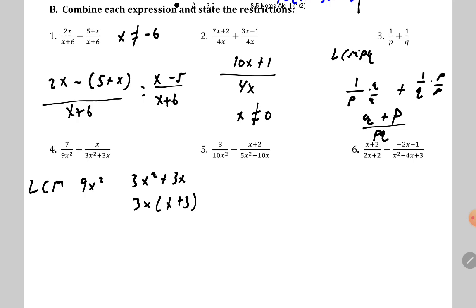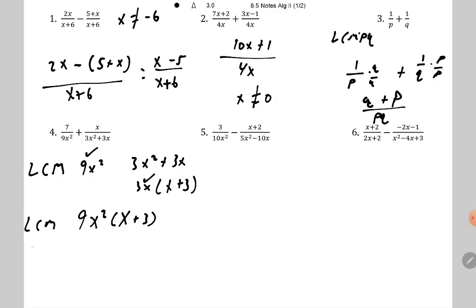So let's start working out what the lowest common multiple is. So we know that 3x can be multiplied into 9x squared by just multiplying another 3x. So I'm going to put down 9x squared. So that takes care of that and that. And what's left over is x plus 3. So this is my lowest common multiple. That's what my denominator needs to be. So we have 7 over 9x squared. Okay, what's missing is x plus 3.